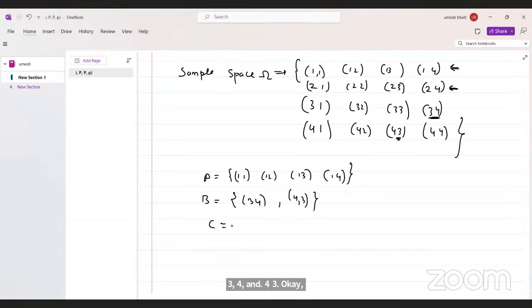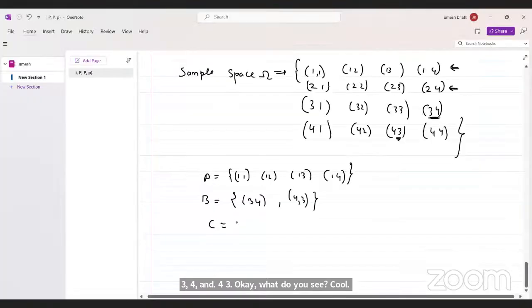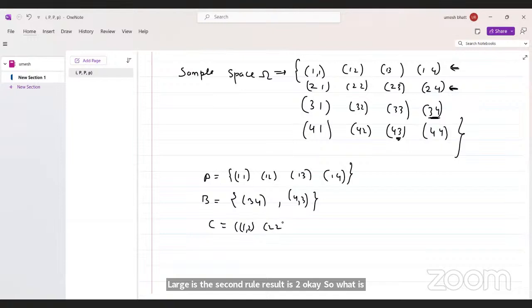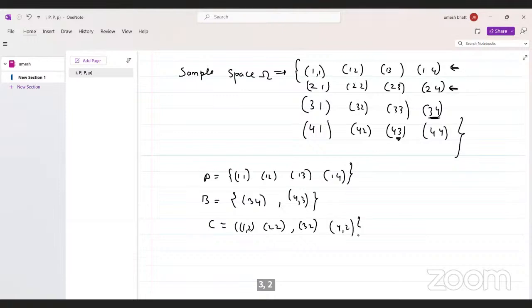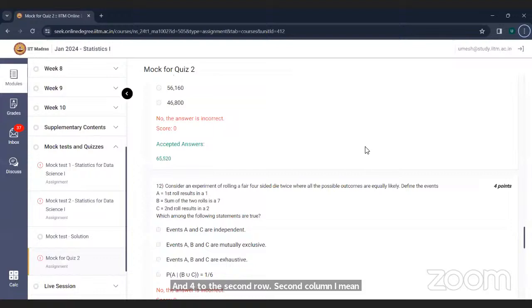What is C? Second roll result is 2. So C is 1,2; 2,2; 3,2; and 4,2. So the second column, I mean. Yeah, second column. So, what's the next question?